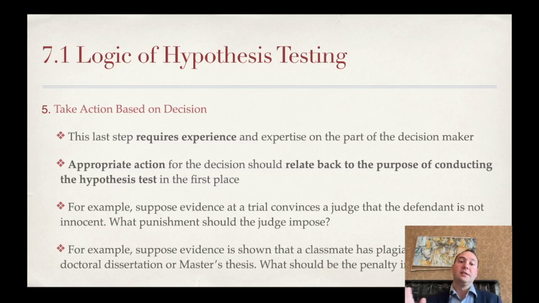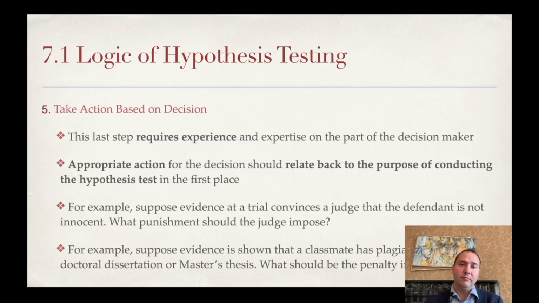For example, suppose there's evidence at a trial that convinces a judge that the defendant is not innocent. Okay, that means they're probably guilty. What punishment should the judge impose? In other words, what decision should the judge make if the null hypothesis that the defendant is innocent is rejected? They're not innocent. What should they do?